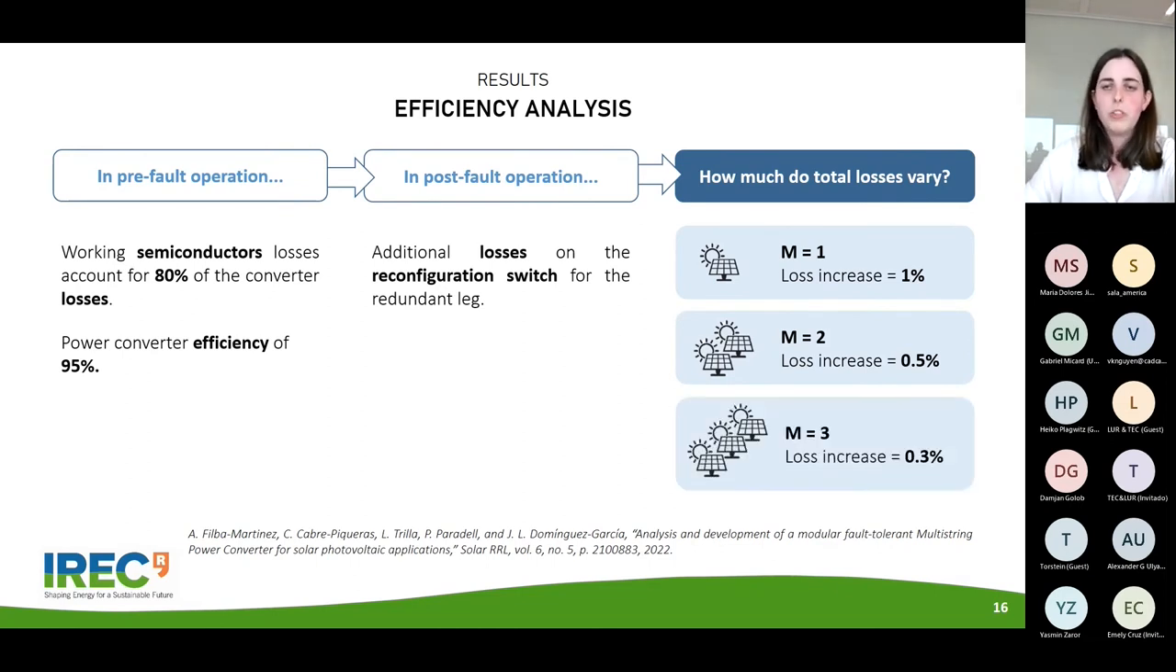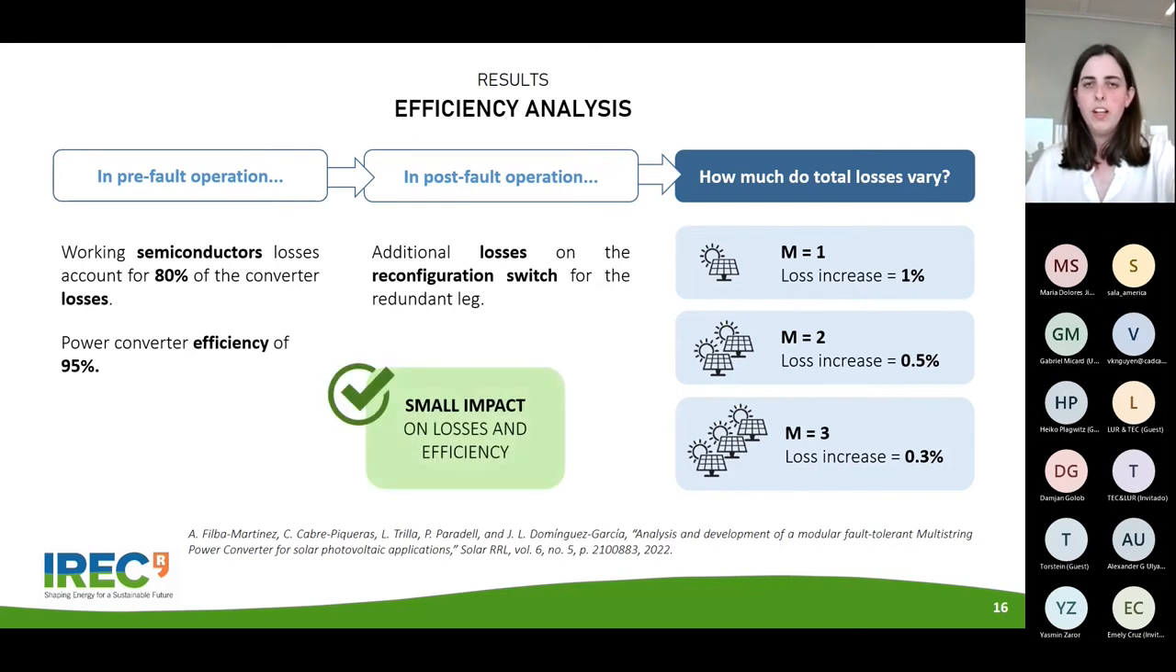And when considering three modules, the loss increase decreases even more, to 0.3%. This makes sense because a loss variation will have more impact if we have fewer converters. So for fewer converters we have more variation, sorry. All in all, with this proposed topology and algorithm, we have a really small impact on losses and efficiency of the system.